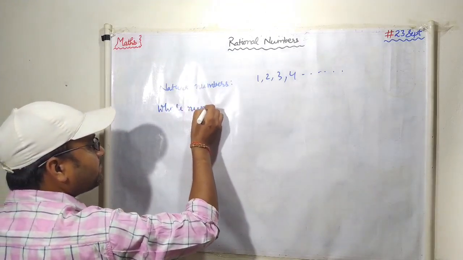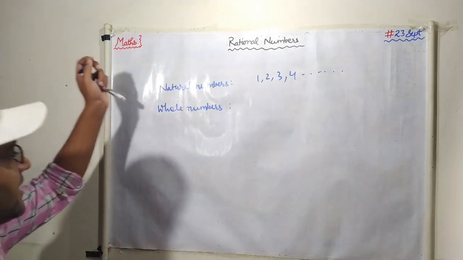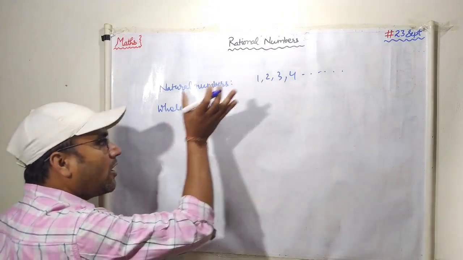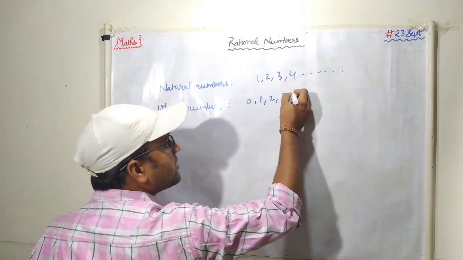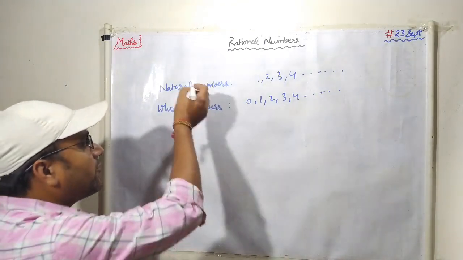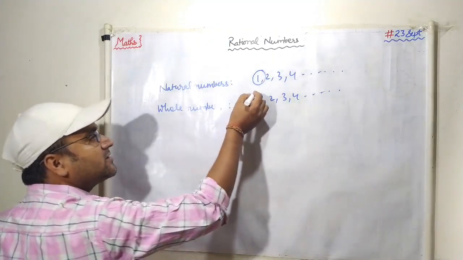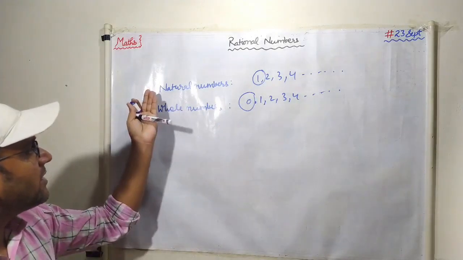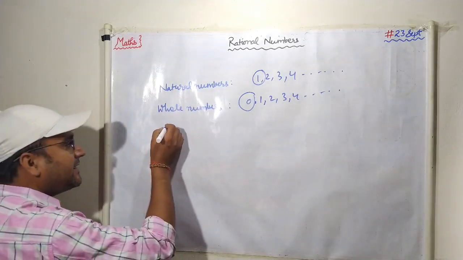Whole numbers. All natural numbers together with 0 are called whole numbers: 0, 1, 2, 3, 4 and so on. For natural numbers, 1 is the smallest natural number. For whole numbers, 0 is the smallest whole number. There is no biggest whole number and no biggest natural number. Next one is integers.